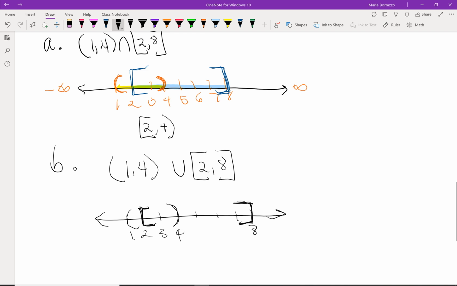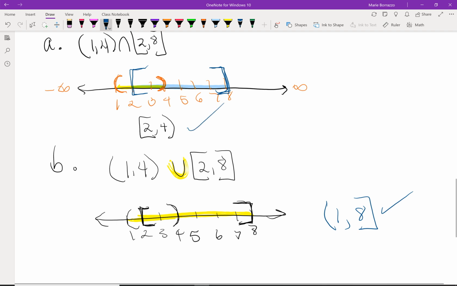Now, the difference here is that this is union. This is not intersection. So understand that I'm going to highlight, in this case, the 1, 4, and then I'm going to highlight again. Notice I'm using a yellow again. This time I'm highlighting with the same color because union indicates everything. So our answer for this one should simply be parentheses 1 not inclusive, 8 inclusive, because it's union. And that's our answer for this one, respectively.